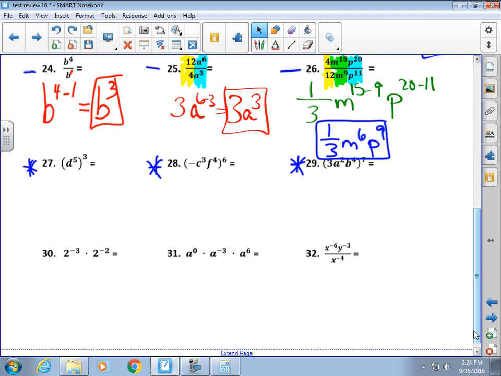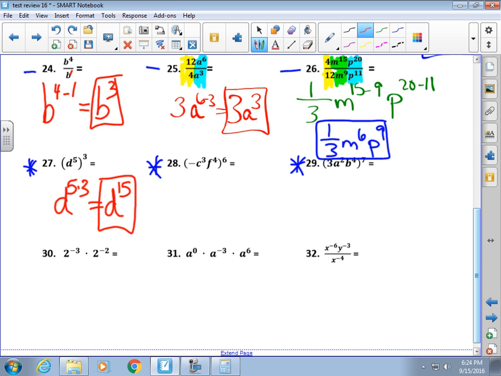All right, we're doing good, people. We're doing good. 27 tells me I need to multiply. I only have one base in there, and that's a d, and this to the exponent of 5. The exponent on the outside is a 3, so d, 5 times 3 is 15.